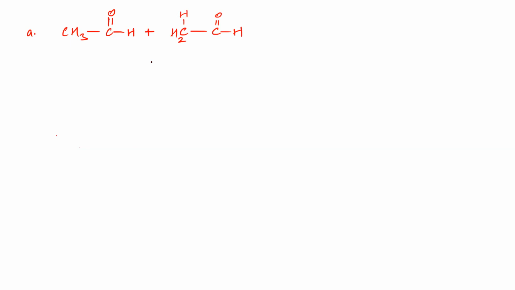Okay, so in this case, this hydrogen will go to the oxygen, and this carbon will go to this carbon. And then you are going to make a beta hydroxy aldehyde. Now things will get a bit complex, but don't get confused. We'll have C double bond O and CH3.